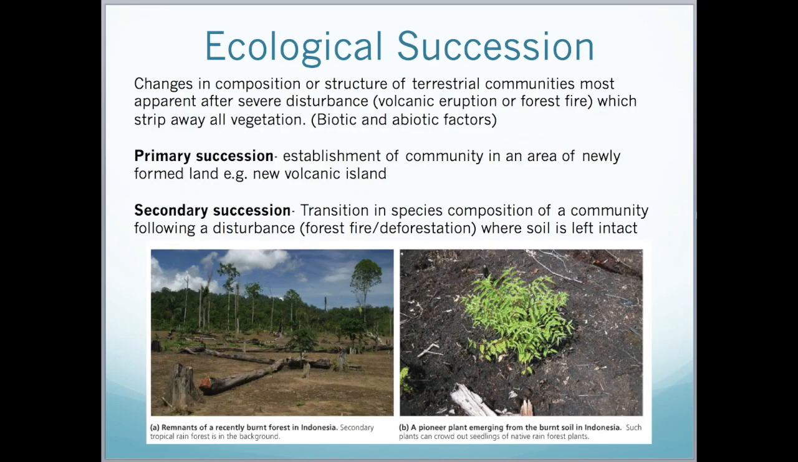So let's look at ecological succession. Succession is the establishment of a community in an area of newly formed land, so for example, a new volcanic island. And secondary succession refers to the transition in species composition of a community following a disturbance, so for example, a forest fire or deforestation. But in secondary succession, the soil is left intact. So here on the left, I have a picture of a forest fire in Indonesia, which means that this will be a secondary succession. And here we have a pioneering plant after the fire.